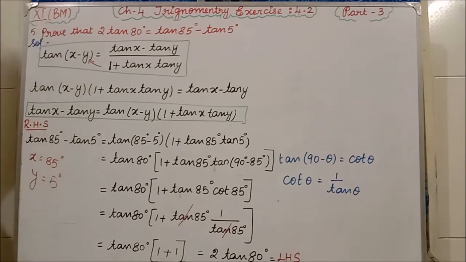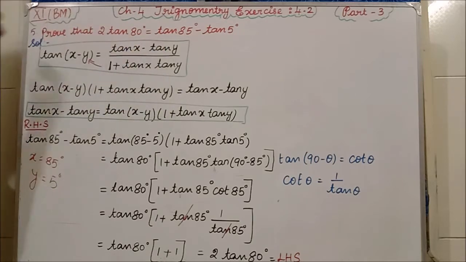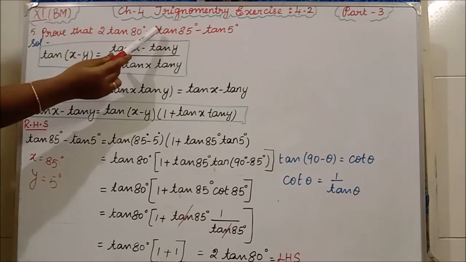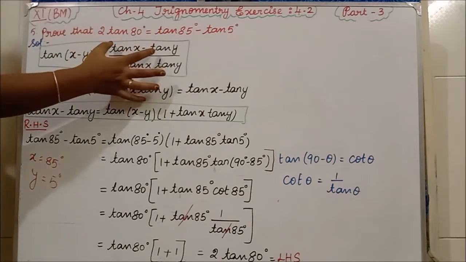Tan(x minus y) is equal to (tan x minus tan y) divided by (1 plus tan x into tan y). Now, see the question in the RHS part, what we are having? Tan 85 degree minus tan 5 degree we are having. Isn't it? Now, observe the numerator part in this. Tan x minus tan y. In this RHS part, tan 85 degree minus tan 5 degree. So, we need this part, isn't it?